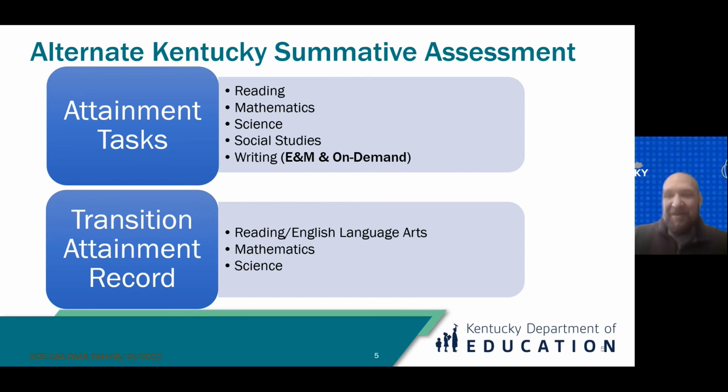Now, the Kentucky Alternate Assessment Program is made up of two assessment types. There is the Alternate Kentucky Summative Assessment, which is the attainment task. And then there is the Transition Attainment Record, or the TAR to most. Attainment tasks are administered this year to students in grades 3 through 11 in reading, mathematics, writing, science, and social studies, depending on which content is assessed at that specific grade range. We will actually look at these required areas in slides 10, 11, and 12.